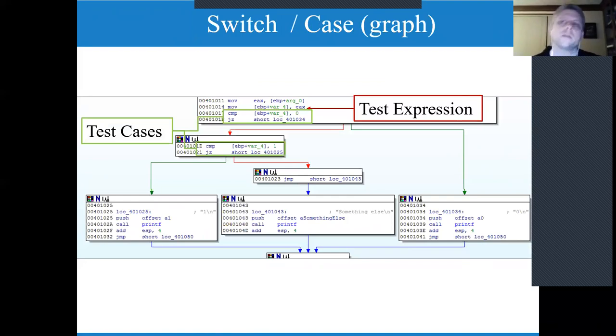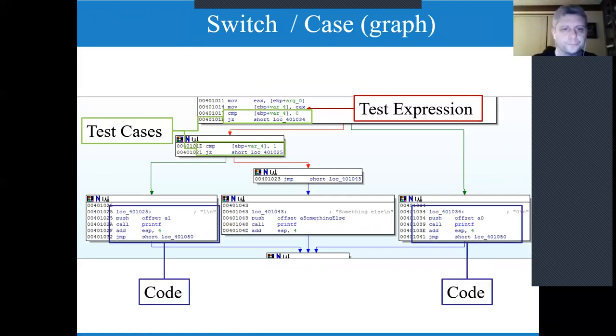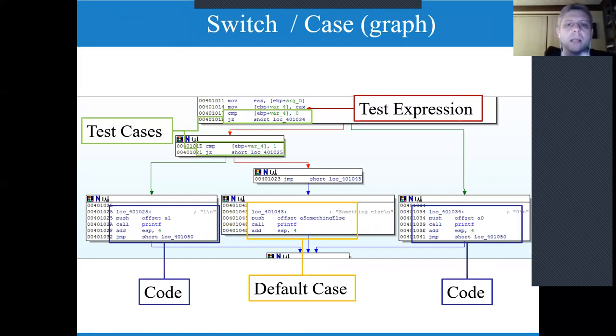If you had some code that had a lot more test cases, you'd see just this huge tree of a lot of different compares. But then you have the different code that they go through depending on what the case is. And then finally, we have the default case, which, if nothing else matches, then it jumps down into this and goes forward.